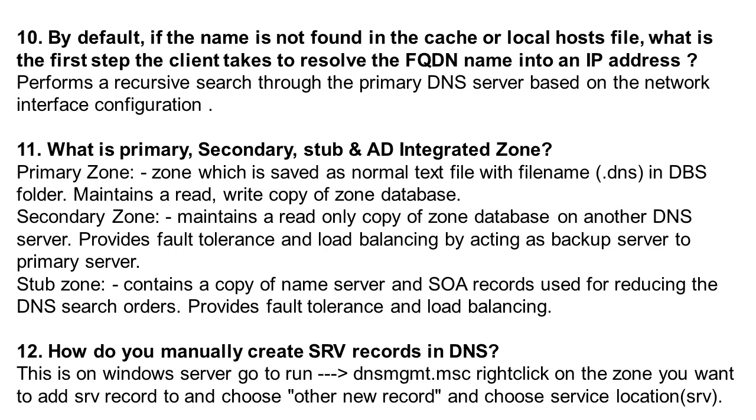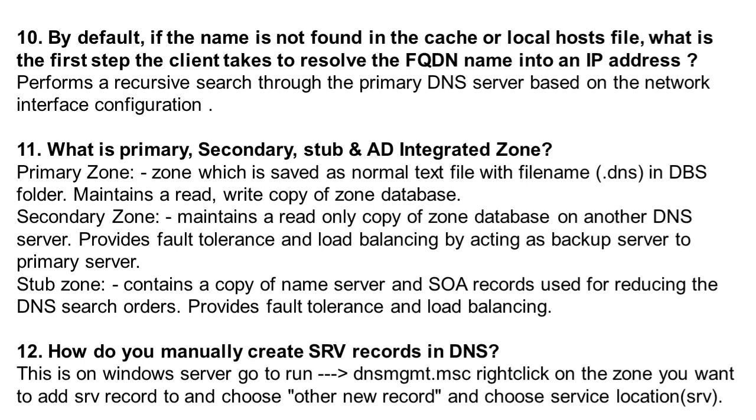Primary zone, which is saved as a normal text file with the file name .dns in the DNS folder, maintains a read-write copy of the zone database. Secondary zone maintains a read-only copy of the zone database on another DNS server, provides fault tolerance and load balancing by acting as a backup server to the primary server. Stub zone contains a copy of name server and SOA records used for reducing the DNS search orders, provides fault tolerance and load balancing.